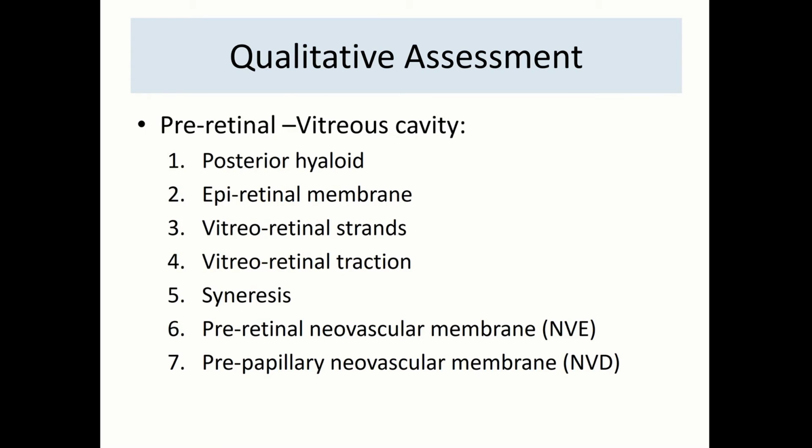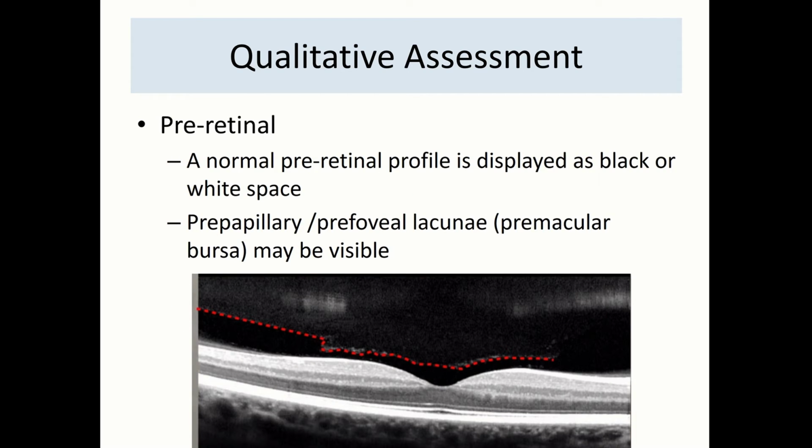So, qualitative assessment of the pre-retinal vitreous cavity: what can you see in that area? Posterior hyaloid, epiretinal membranes, vitreoretinal strands, vitreoretinal traction, syneresis, pre-retinal neovascular membrane, and prepapillary neovascular membranes, such as NVD. For the pre-retinal space, a normal pre-retinal profile is displayed as black space. A prepapillary, prefoveal lacunae, or premacular bursa is visible in this patient.